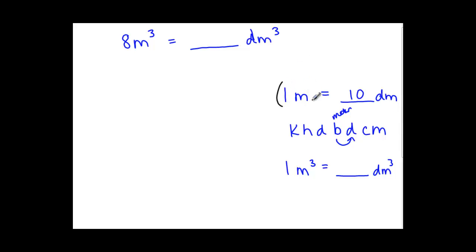But if I want to know how to convert cubic meters to cubic decimeters, we're going to cube both sides of this equation. So 1 to the 3rd power still gives me 1 cubic meter is equal to, now 10 to the 3rd power would be 1,000. So I would have 1,000 cubic decimeters.